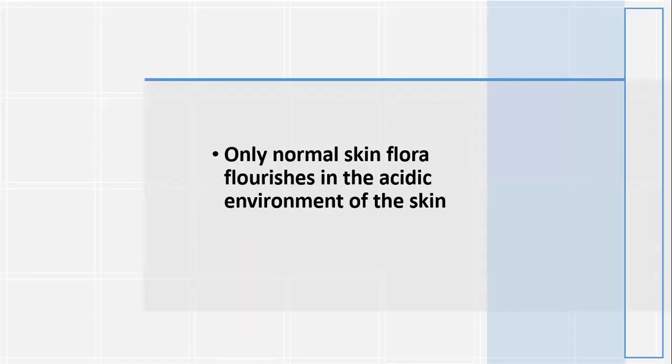So when we look at the pH of the skin, like we said, it is around about 5.5, which is more acidic. Only our normal skin flora flourishes in this acidic environment of the skin, which is also a protective function, a protective barrier function.